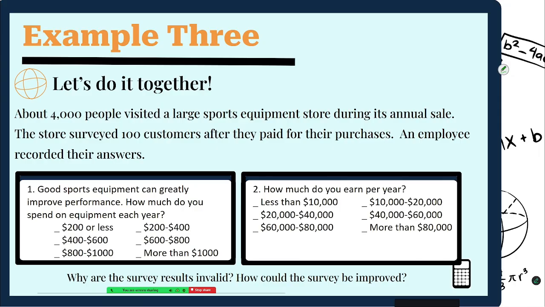We're leading them by saying the more you spend, the better you are. Good sports equipment can greatly improve performance. So if you are spending more than $1,000 on sporting equipment, you must be a fantastic athlete. And most of us like to puff up our chest and say, we are good at something. And so this can get us to give false information. I'm not going to tell somebody that I just spend $200 or less a year. They'll think I'm not athletic. They'll think I don't take it seriously. They'll think that I'm not good at sports. So I might overinflate my answers. But then to follow that up, they want to know how much I earn per year.